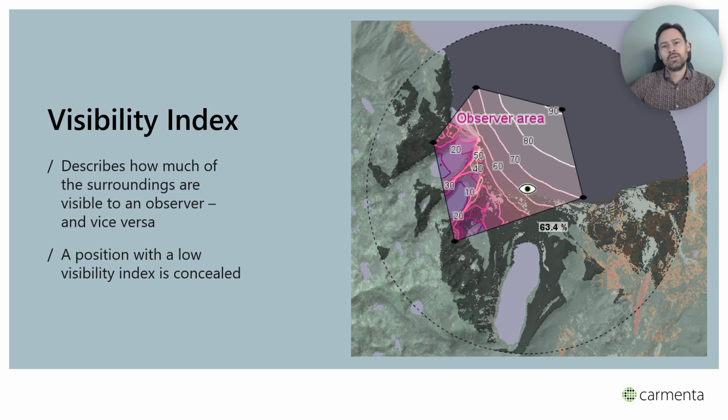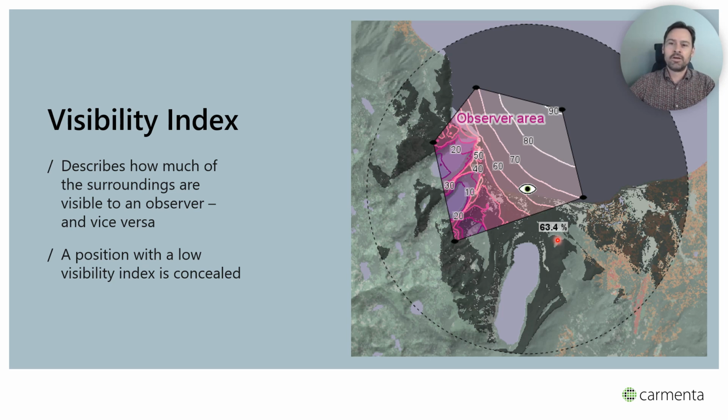So let me at this point introduce another concept that we'll use, the visibility index. The visibility index for an observer, the eye in this example, says how much of the surrounding terrain, as a percentage of the target circle, can be seen. Here 63.4%.